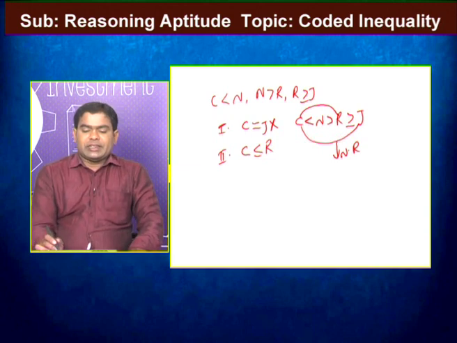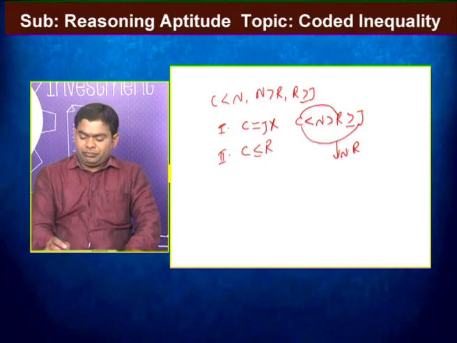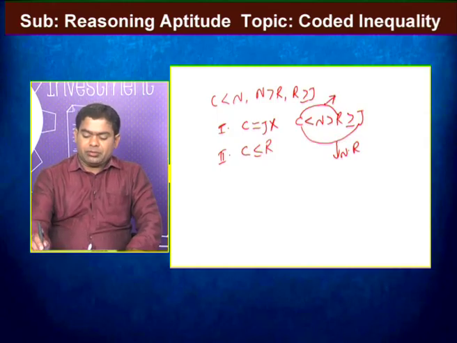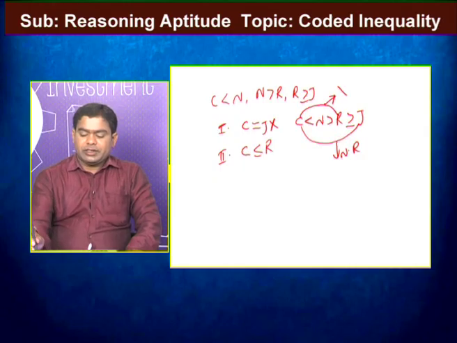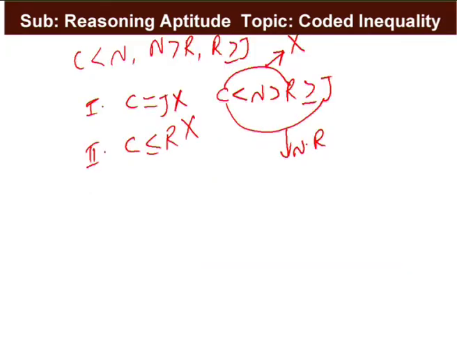That one is C less than or equal to r. By observation, between C and r, more than one inequality is there. One is less than, another is greater than. That means opposite inequalities are there. That's why no relation. No relation means the conclusion does not follow.